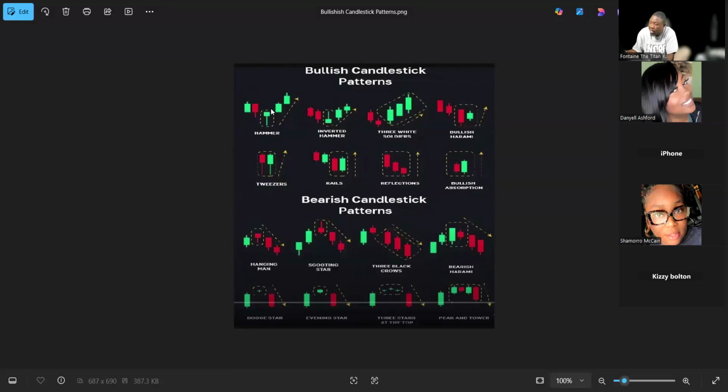And as you can see, the particular candle that we're going to be talking about is outlined with these yellow dots. So we're talking about this green candle specifically right now, which is called the hammer.